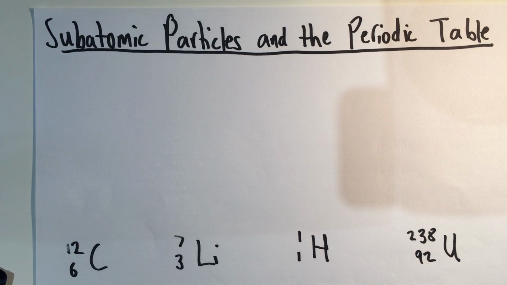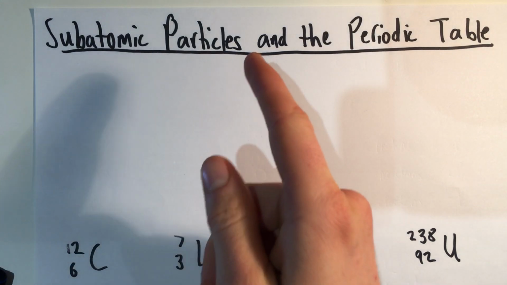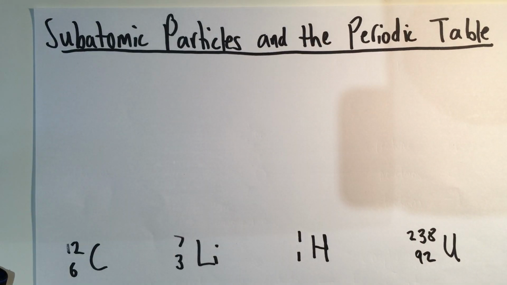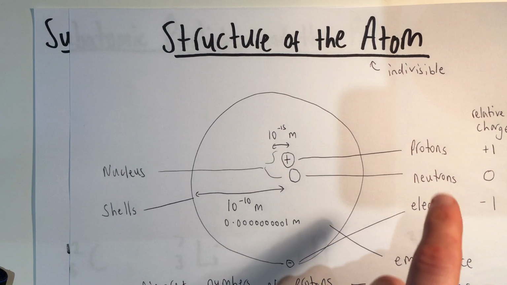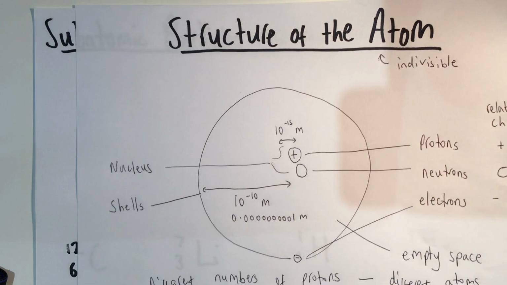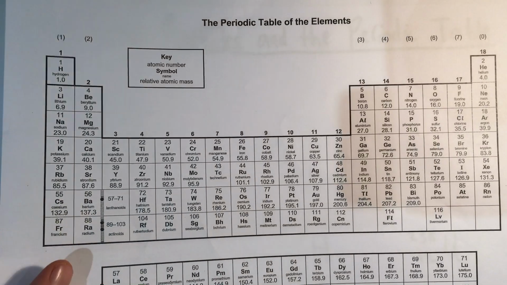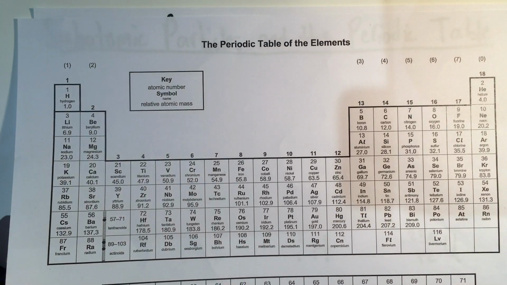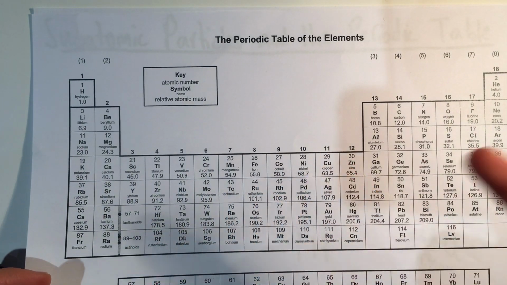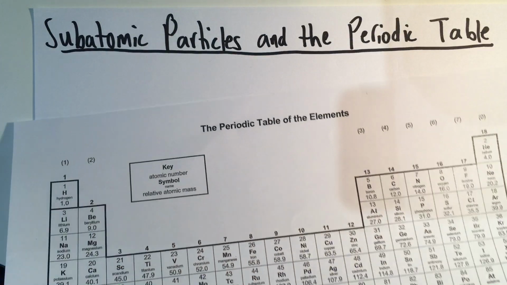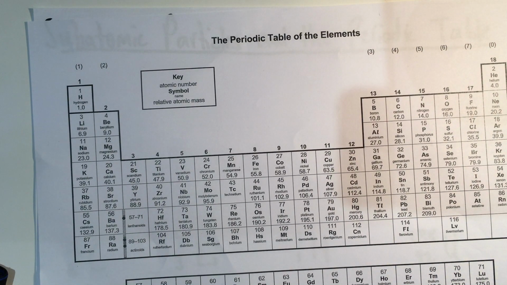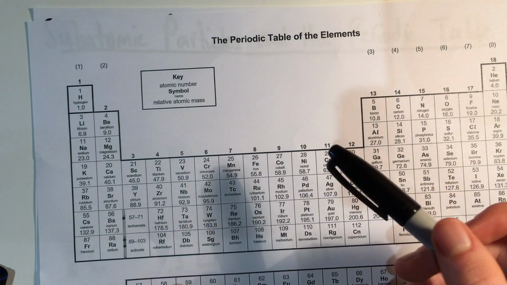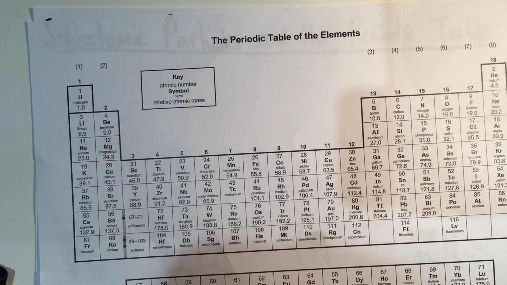Hi, we're going to look in this video about subatomic particles and the periodic table. So just looking at how does our model of the atom with the protons, neutrons and electrons relate to the periodic table, and these numbers we get on the periodic table for each element, what do they mean? Alright, if we look at the periodic table, which is showing us the different types of atoms that there are, we notice that for each of these elements there are two numbers given.